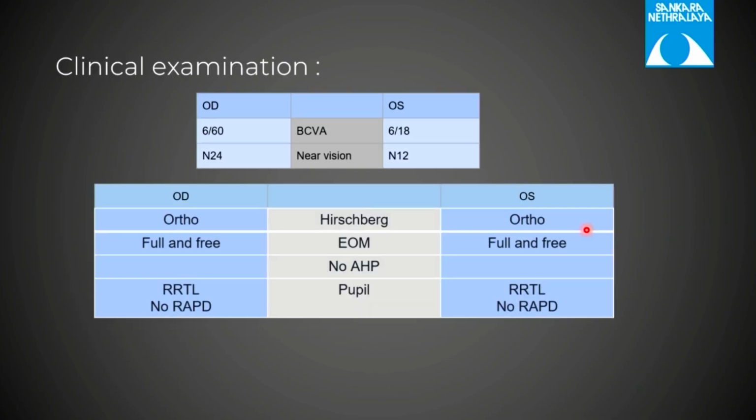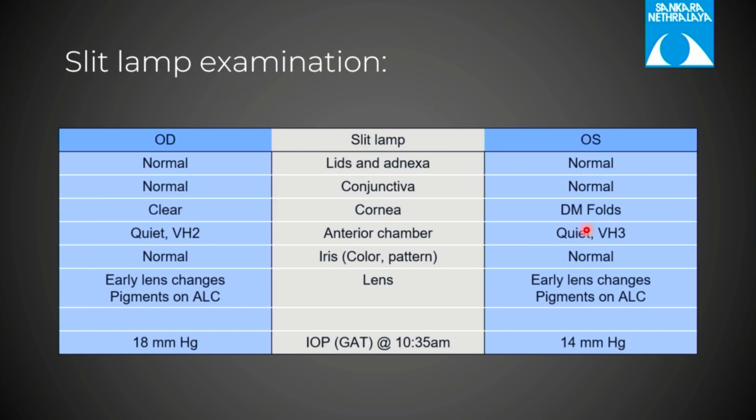On clinical examination, best corrected visual acuity in the right eye is 6/60 and 6/18 in the left eye. Near vision is N24 in the right eye and N12 in the left eye. Hirschberg's is found to be ortho. Extraocular movements are full and free. No abnormal head posture. Pupillary examination was normal, no RAPD. Slit lamp examination of the right eye showed a normal anterior segment with early lens changes and pigment on the anterior lens capsule.